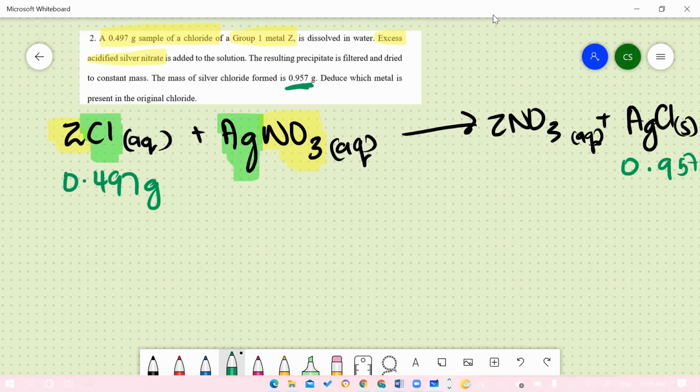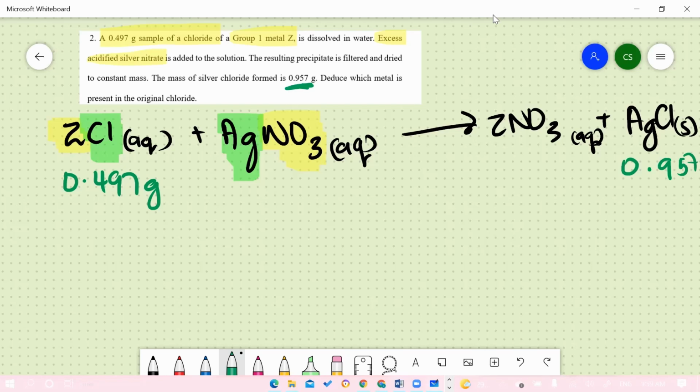Remember, let me give you a little hint. Remember, we usually deal with mole ratios because that is more useful than masses. Alright, so if that is the case, we can basically find the mole ratio of both of them. And what's the mole ratio?